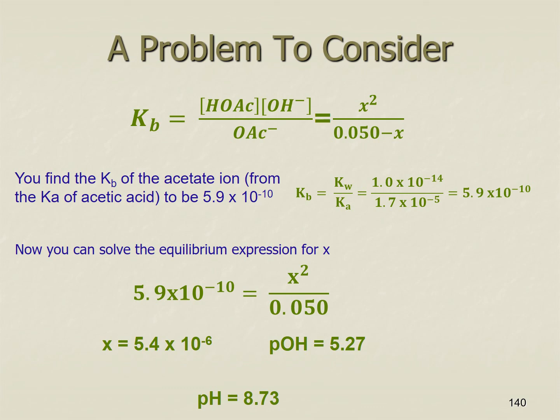So you need to know the concentration of the base, the concentration of the conjugate base, the Ka of the acid. You can find the Kb, and then you just use your ICE chart to find the pH. And notice that it is greater than 7.